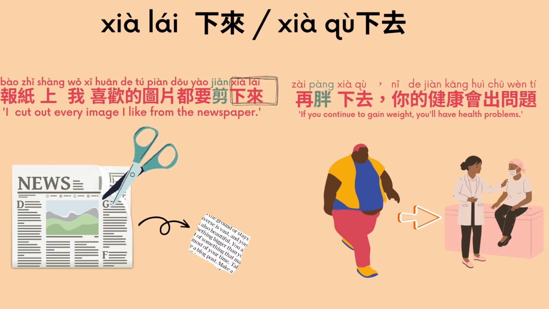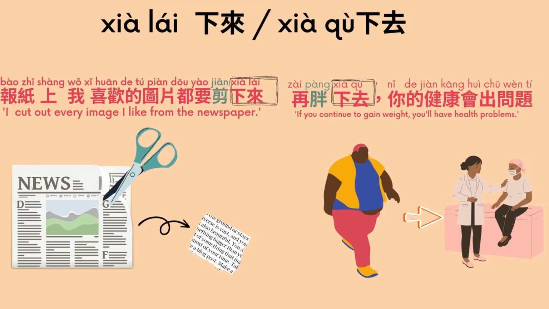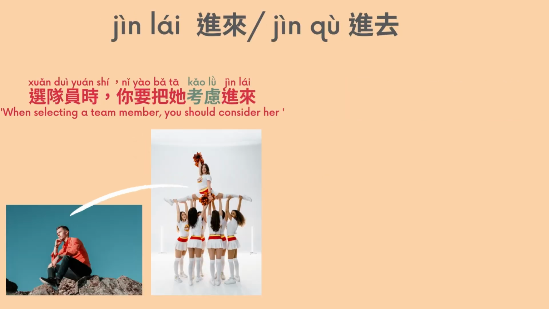下去 demonstrates the continuation of a verb. For example, 再胖下去，你的健康会出问题。If you continue to gain weight, you will have health problems. The character preceding 下去 is 胖. 胖 is a verb that means to get fat. And when combined with the compound direction complement 下去, it means to keep on getting fat. The next two are 进来 进去.